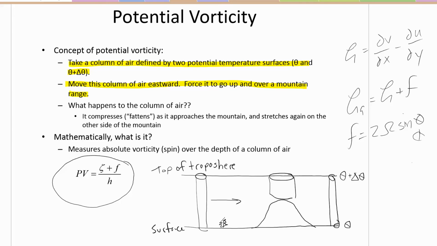So this whole chapter is about what happens to the column of air. Well, it compresses and fattens. We see that here as it approaches the mountain and stretches again on the other side. So here's compression, here's stretching.